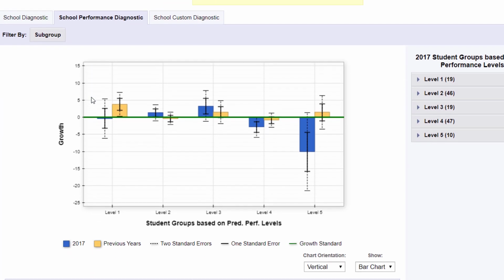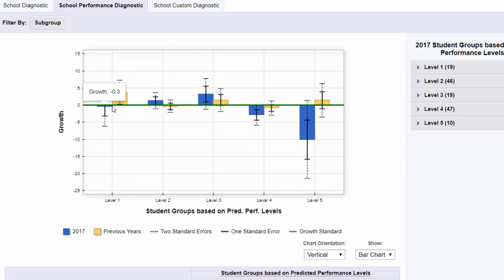So what's important to remember about this is it's going to place students into the level that they were expected to score in based on their testing history. So this group of students right here that are your level 1 students, everybody in this bar is put here because they were expected to score a level 1. It does not mean they scored a level 1. This group are the students who were expected to score a level 2. These were expected to score a level 3. These were expected to score a 4, and these were expected to score a 5.